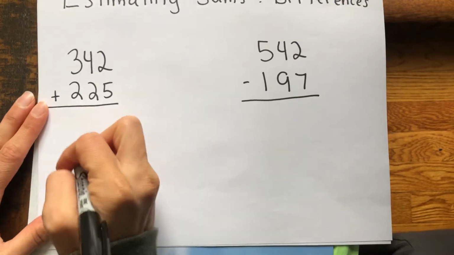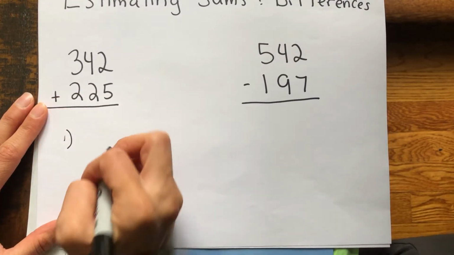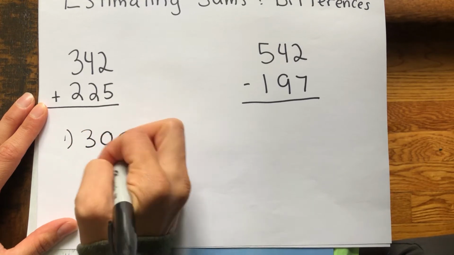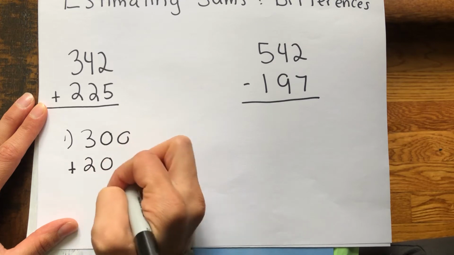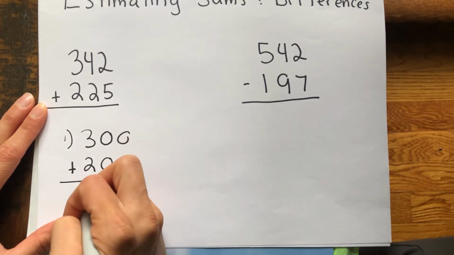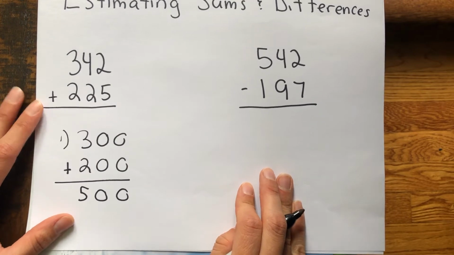One way I can do this is by estimating to the hundreds. So 342 is closer to 300, plus 225 is closer to 200 than 300, and that gives me an answer of 500. And I was able to solve that really quickly, which is the point of estimating.